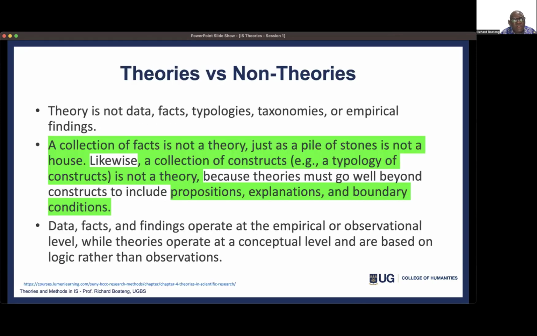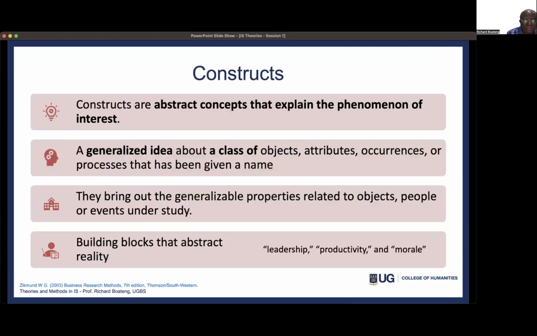Okay. Now, a theory is not data. Theory is not typology or taxonomies or just your findings. It's not a theory, just as a pile of stones is not a house. So you see it yourself or you've read it yourself. Likewise, a collection of constructs, a typology of constructs, is not a theory. Because theories must go well beyond constructs to include propositions, explanations, and boundary conditions. That's when we can call it a theory. So now you understand, you need to have almost all the four dimensions for it to be accepted as a theory. Okay. So let's see what goes into it.